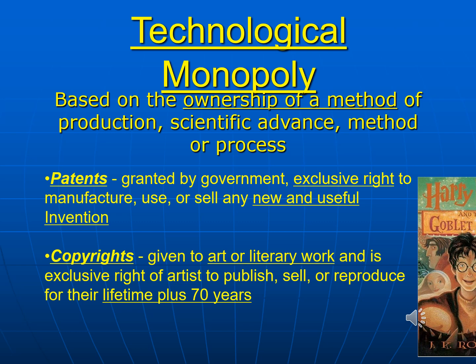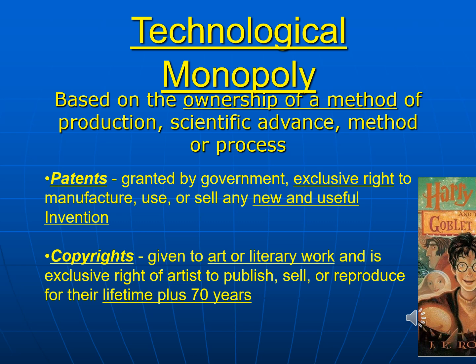We also have what we call copyright. So this one is usually given to art or literary works, and it's the exclusive right of an artist to publish, sell, or reproduce for their lifetime plus 70 years, right? So you create a novel or a textbook, and you don't want people to start duplicating it everywhere, because then someone can say, okay, I'm the one that did it first, and start claiming rights to it. So the government can give you a copyright and say, okay, only you can publish this book.